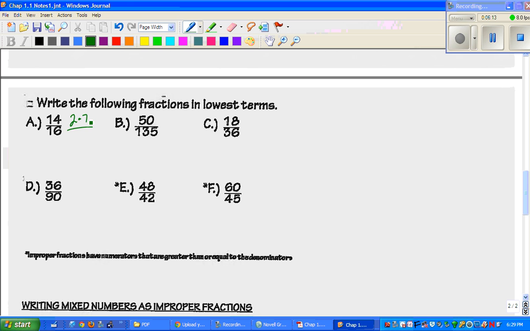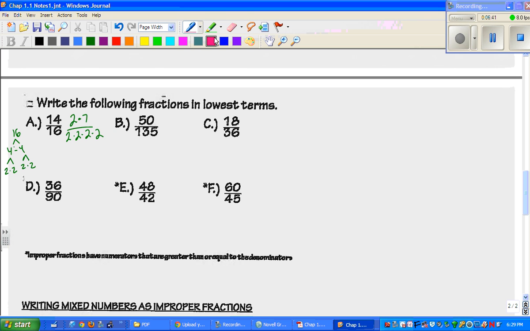2 times 7. Okay, and if we do a prime factorization real quick, 16 is 4 times 4, 2 times 2, 2 times 2. So we have 2 times 2 times 2 times 2.